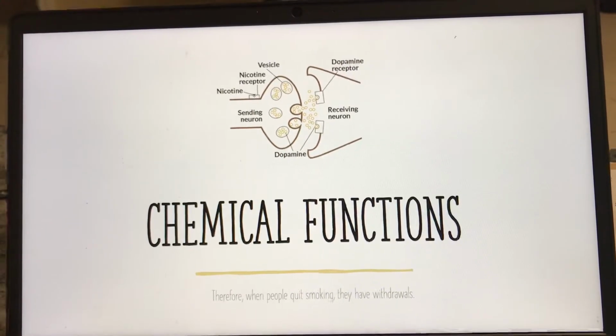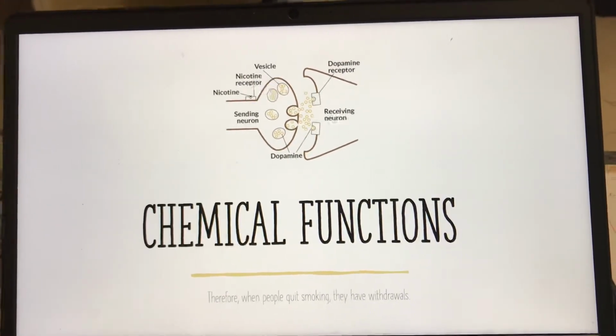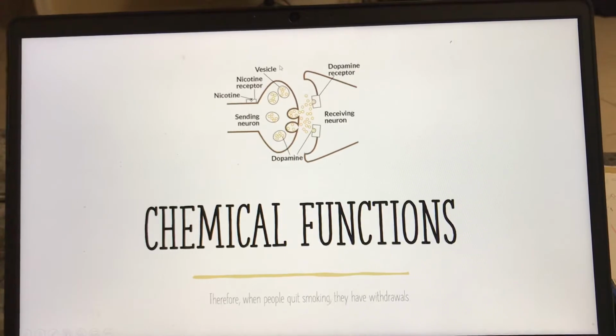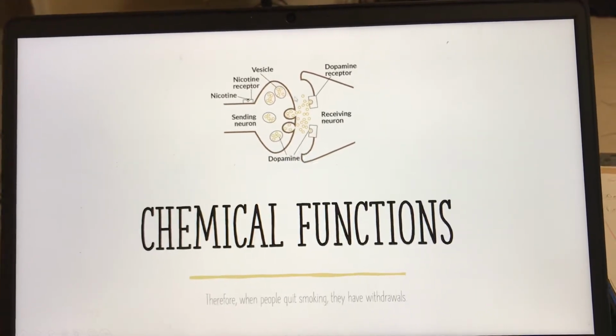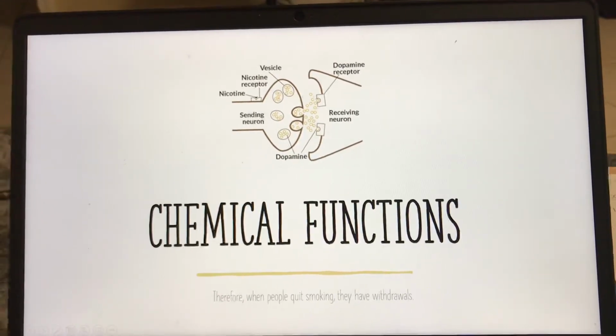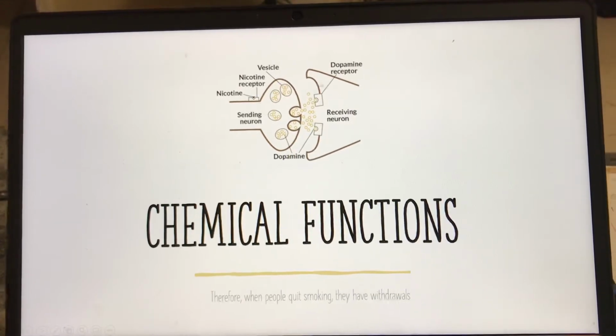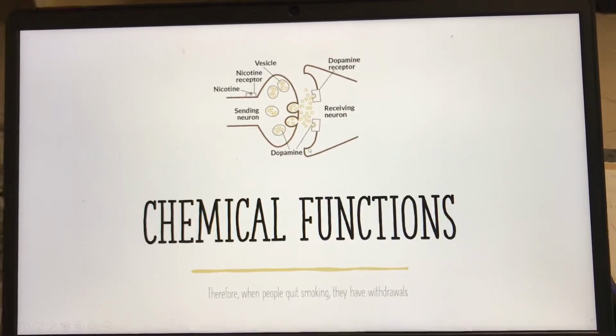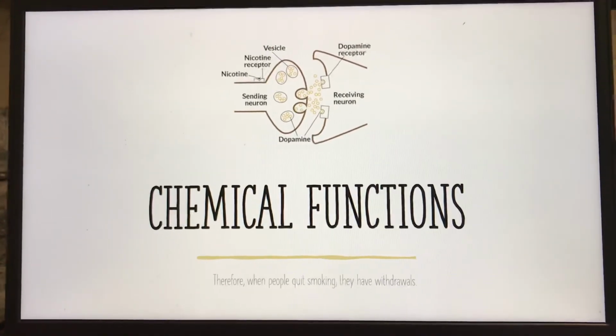Therefore, when people quit smoking, they have withdrawals because when they quit smoking, they quit releasing as much dopamine, which means that they have all these receptors still that want dopamine, which causes the withdrawal symptoms.